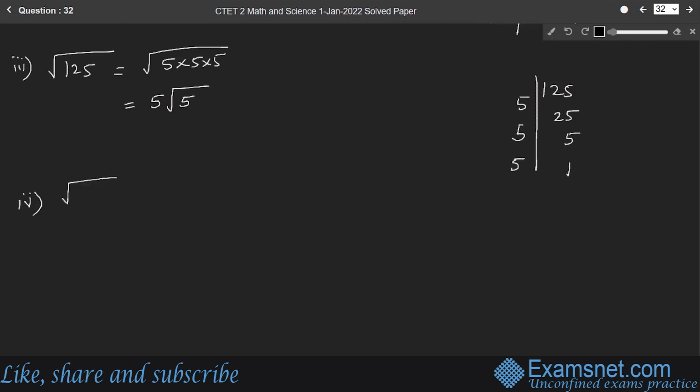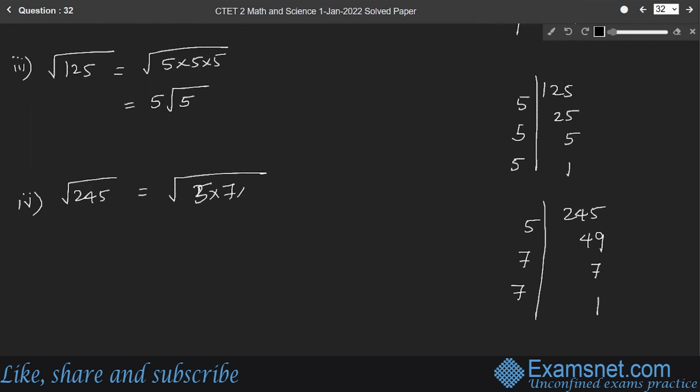Fourth one, square root of 245 is equal to... 245 by factorization method. 5 into 49, 7 into 7, 7 into 1. Therefore, it is 5 into 7 into 7. That is 7 root 5.